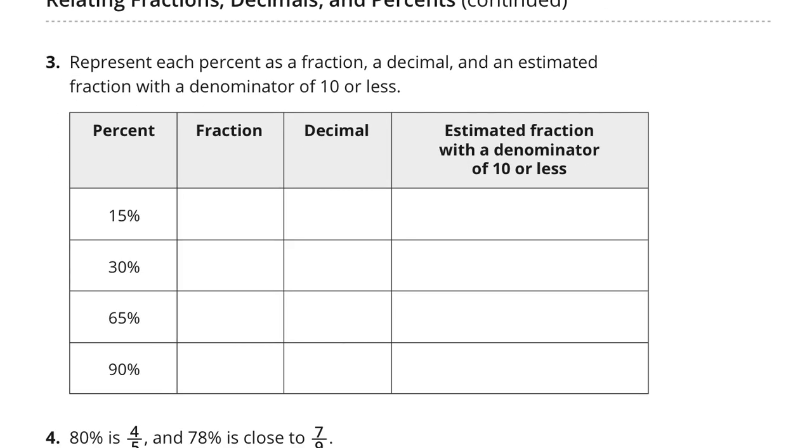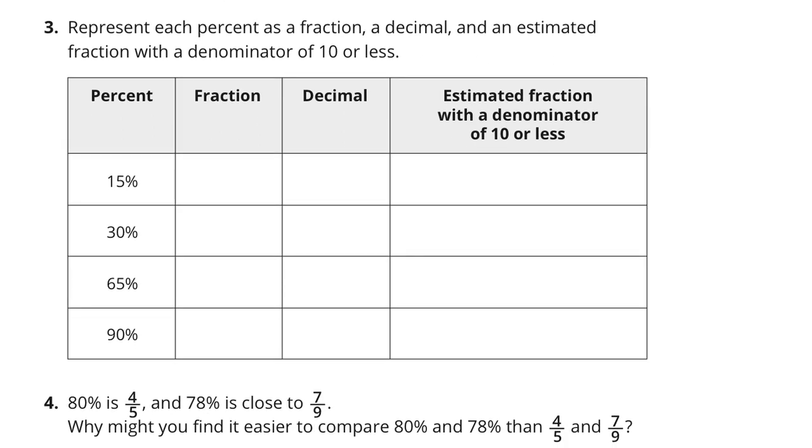It says represent each percent as a fraction, a decimal, and an estimated fraction with a denominator of 10 or less. Okay, so the first one, fraction. I'll do all the fractions first. So that's 15 out of 100. This is 30 out of 100. This is 65 out of 100. And this is 90 out of 100. Done. A decimal is fairly easy to do. Once you have it in hundredths, you can just do that.